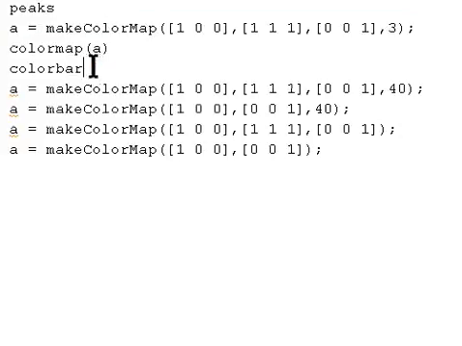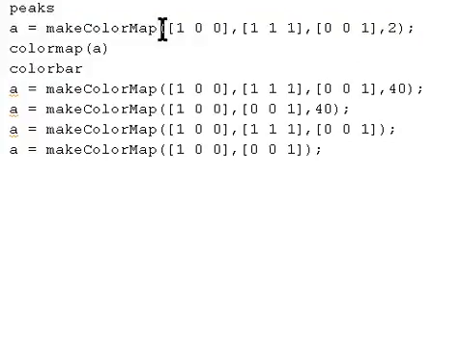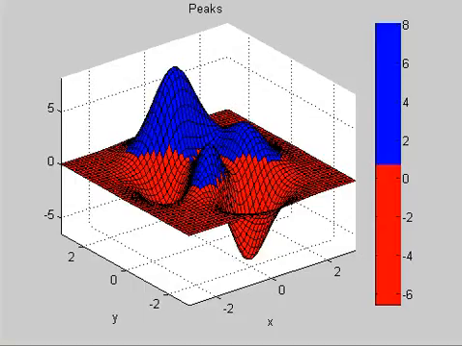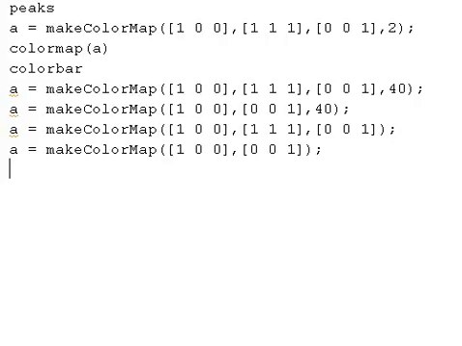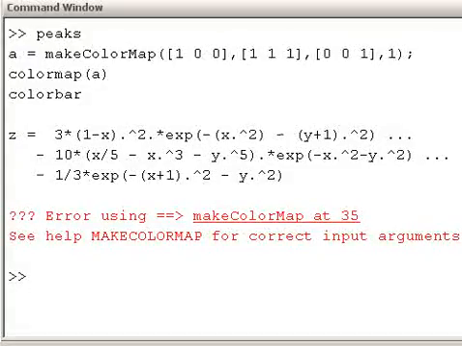3. 3 looks good also. 2. Well, we're no longer getting the white point, but what are you going to do if you've only got 2 points in your color map and you specified 3? So I think this is a reasonable thing to do. And finally, what if some joker puts in a color map of only 1? And we can see that we get the message to specify make color map for the correct input arguments.